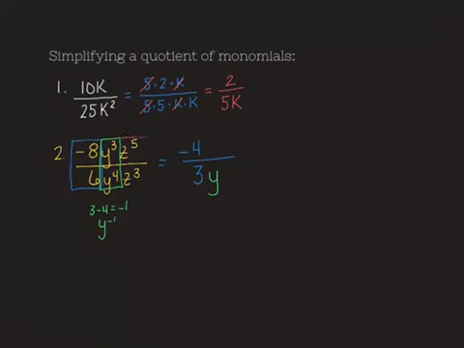And now let's look at the z's. So again, if we subtract the exponents, 5 minus 3 is 2, so that gives us z squared. That is positive, so it stays in the numerator. So our final answer is negative 4z squared over 3y.